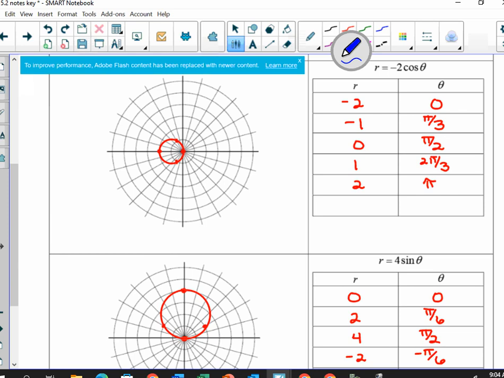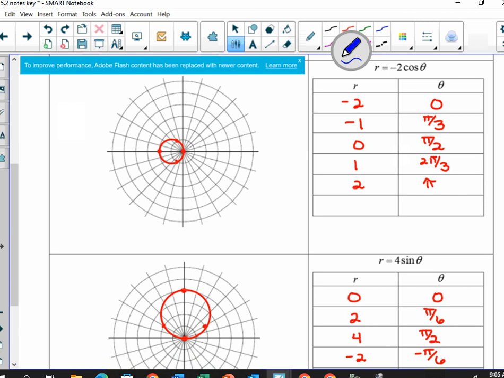All right, guys, let's see if you notice anything. If it's a cosine, it's going to be on the x-axis. It's going to either go left or right. What do you think determines if it goes to the left side or the right side of the x-axis? If the coefficient's negative, which way do we go? If it's positive, it'd be on the right side.